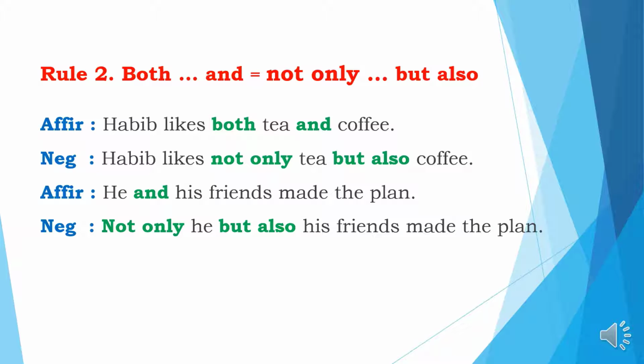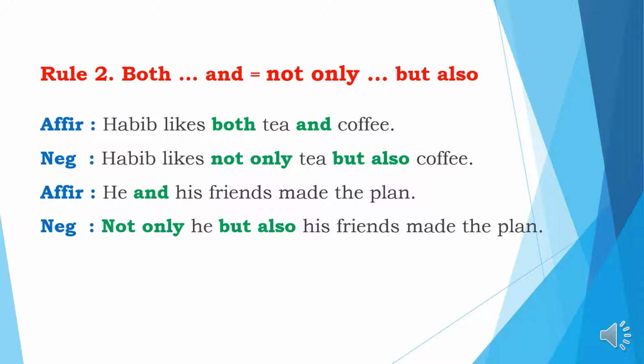Now let's see another example. He and his friends made the plan. Dear students, this sentence is actually a bit tricky. This is because here we have only and, both is not given here. But if you observe the sentence carefully, then you can see that we can actually use both in this sentence. Instead of the given sentence, we can say both he and his friends made the plan. So you have to think that both is there, though it is not given here.